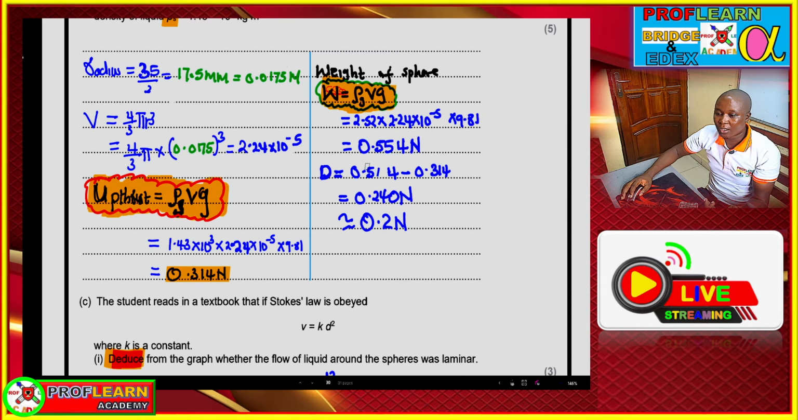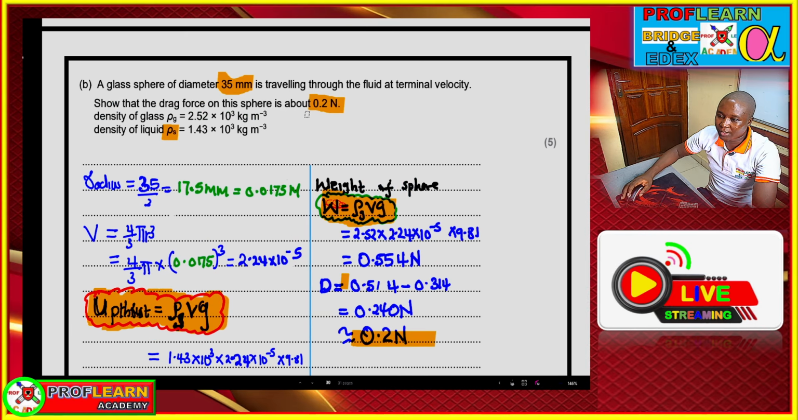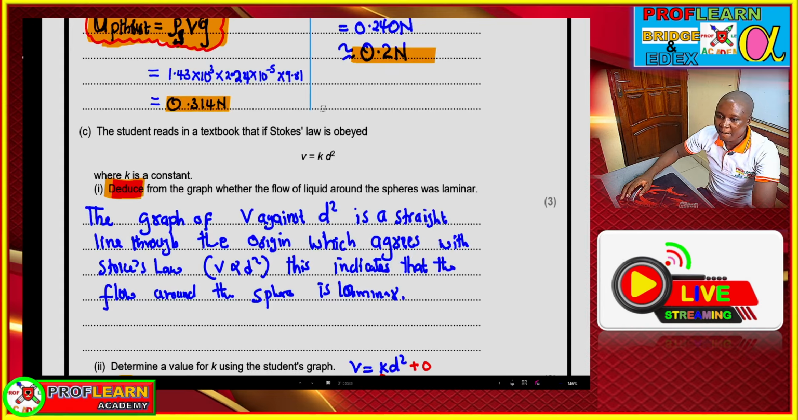Therefore, now drag. Remember, drag plus upthrust is equal to weight. So if you want to find drag, it is the weight minus upthrust. If you work it out, you are going to get 0.24, approximately 0.2 newtons, which is exactly what we were supposed to show here.